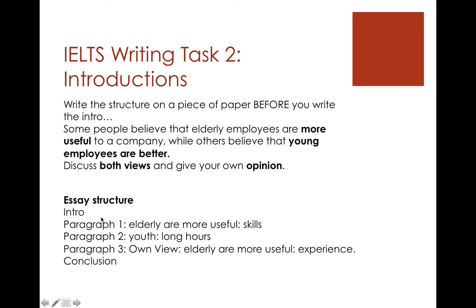And there it is. We'll have paragraph 1, elderly are more useful. That's what they ask for. Talk about that. Paragraph 2, we're talking in paragraph 1 about skills. Paragraph 2, we're going to talk about youth working long hours. That's addressing this. And then our own opinion is addressed in paragraph 3. So you see the structure responds to the question. And just by writing this on a piece of paper, we know we're going to do everything that the question asked and get a 9 on our task response. Okay?